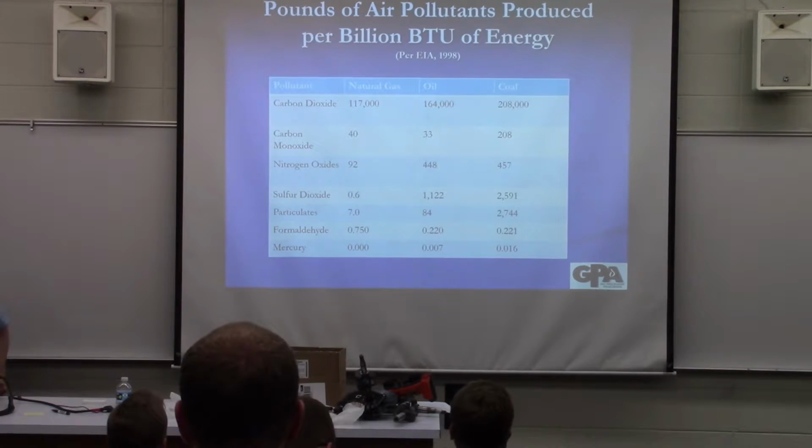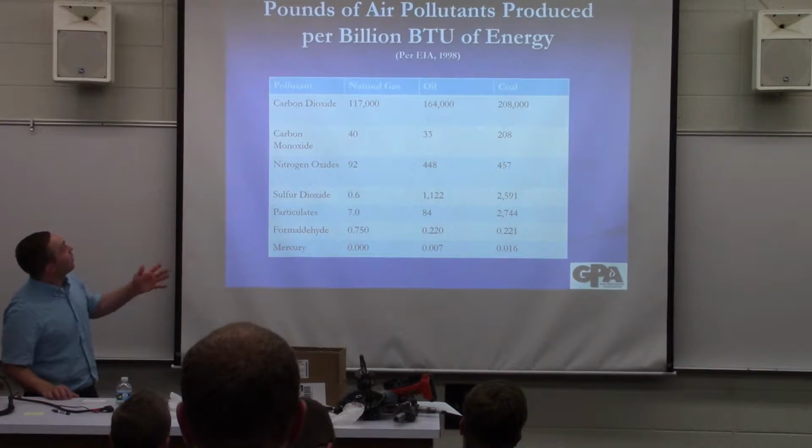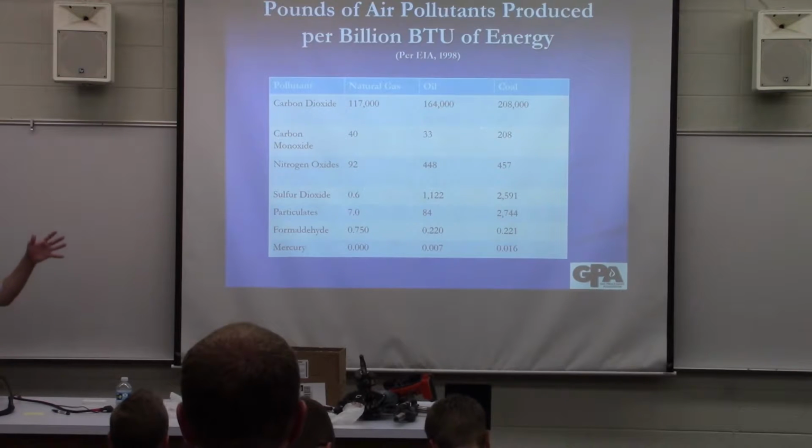Here's a slide that I grabbed from the EIA website. This is 1998, but hopefully it's still pretty accurate. So natural gas, per BTU compared to oil and coal, has lower carbon dioxide, but a lot of the bigger benefits are in the particulates, nitrous oxide, and sulfur dioxide. It's a lot cleaner than other sources of fuel.